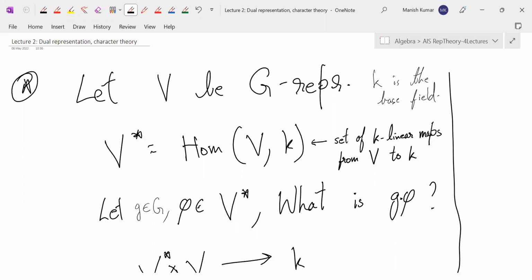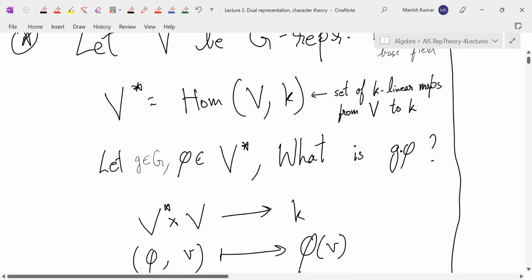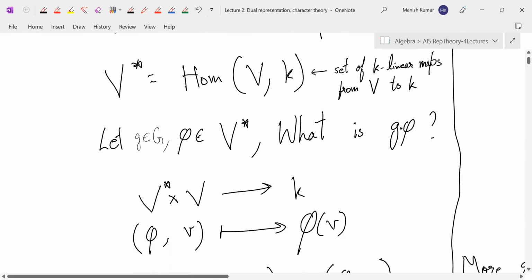So one guiding principle. There are two ways to think about it. One is that, remember, from V star times V, we have a pairing. If we are given a linear map and a vector, we can evaluate it and get an element of the field K. So this is a linear map.